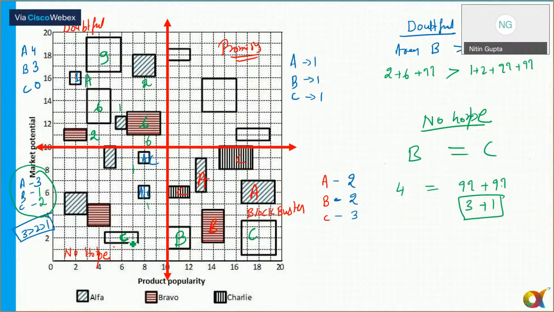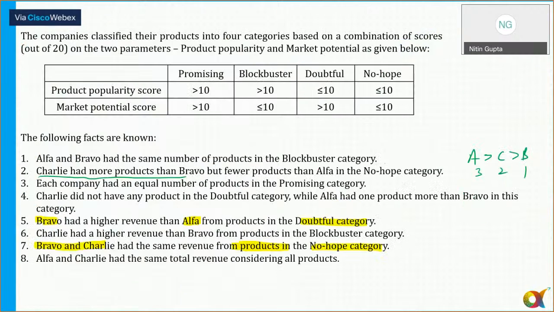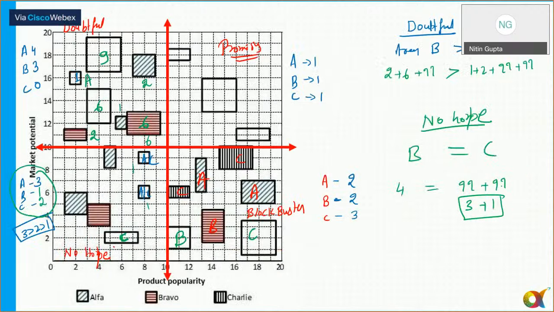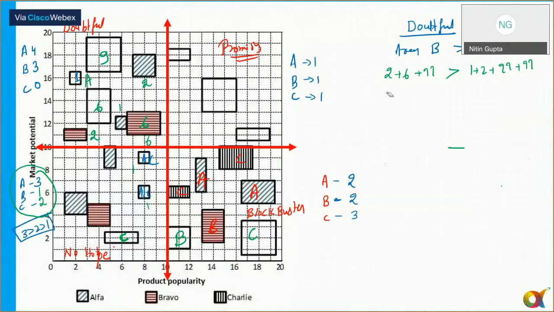All right, okay, let's go back to the previous slide. Now, point number 8: Alpha and Charlie had the same total revenue considering all the products. So if I consider all the products, Alpha and Charlie had the same total revenue. That is also given to us. Let's see if we can identify something from that.